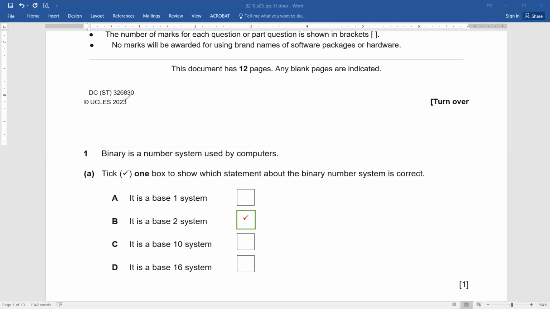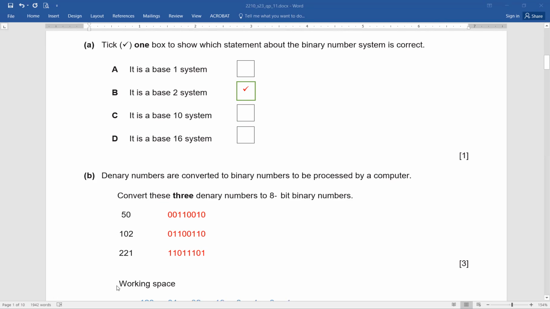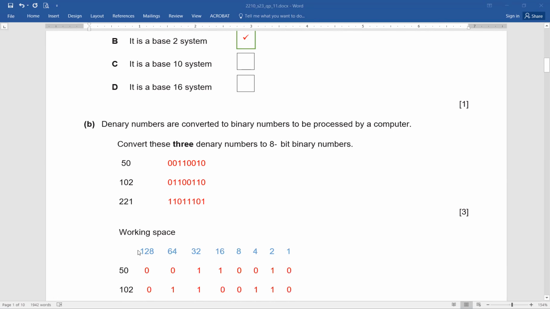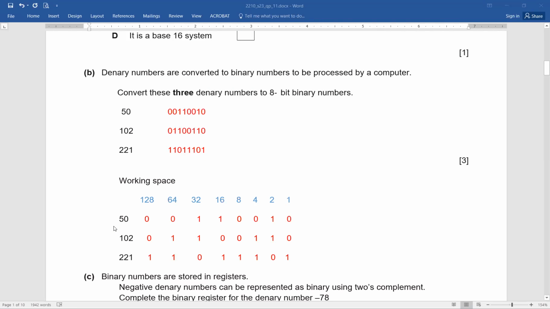Now, let's move on to the next question. Part B. Denary numbers are converted to binary numbers to be processed by a computer. Convert these 3 denary numbers to 8-bit binary numbers. First one is 50, second one is 102, and third one is 221. So what will you do? The working space is given to you. I suggest that you write down the values like this: 1, 2, 4, 8, 16, 32, 64, 128. And then simply turn on those bits which when added will give you the value of 50 or 102 or 221.